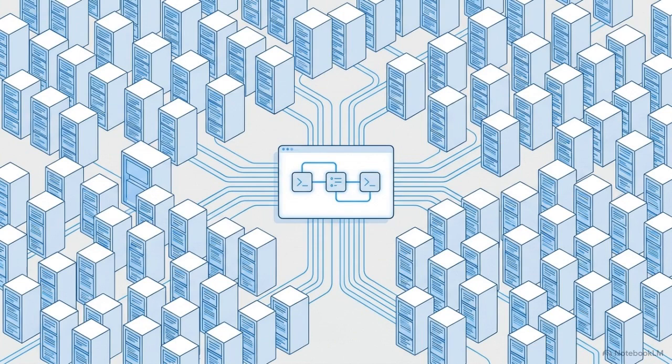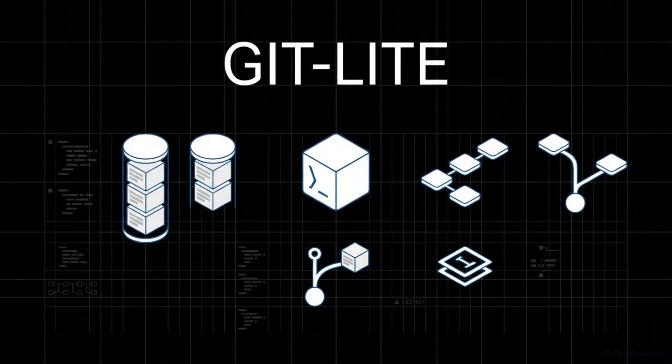Modern enterprise Git is massive, but its core mechanics are straightforward. By reverse engineering those mechanics in C++, we can build Git Lite, stripping away the complex networking features to expose the raw logic that makes version control possible.